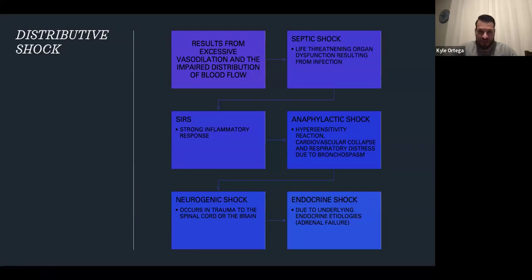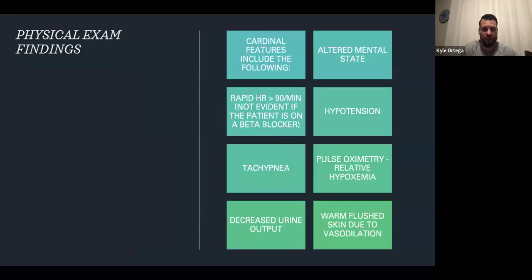Different types include septic shock, which is a life-threatening organ dysfunction resulting from infection. SIRS, which is systemic inflammatory response syndrome, is basically a very, very strong inflammatory response. Anaphylactic shock, which is very popular, is a hypersensitivity reaction, basically from the bronchospasm. Neurogenic shock occurs in any traumas, spinal cord or the brain. And then endocrine shock, for instance adrenal failure. So that's pretty much distributive shock.